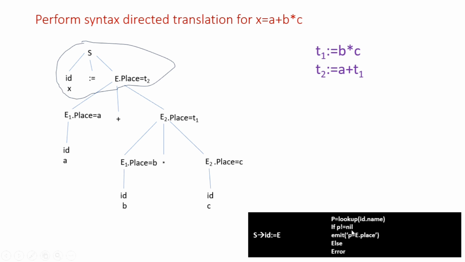So if p is not equal to null, then p is equal to E dot place. P is equal to E dot place. So E dot place is actually called T2. That will be stored in P. So P is equal to X now. So now we will get a 3 address code called X is equal to T2. So that's what. Now this is the way of generating a 3 address code using the semantic actions associated with assignment statements.